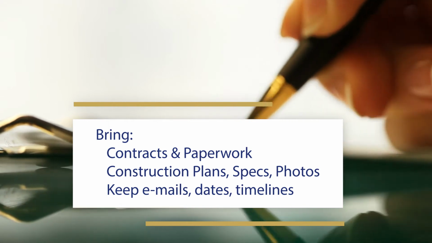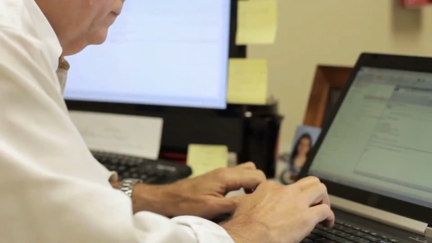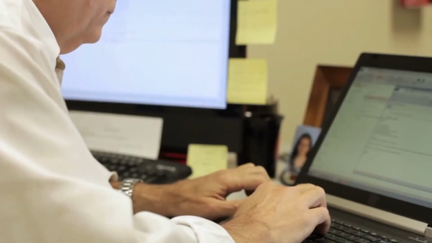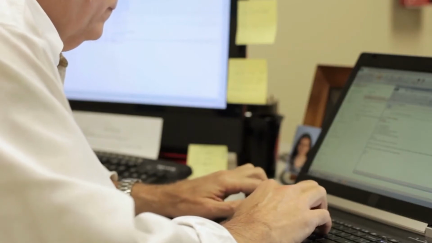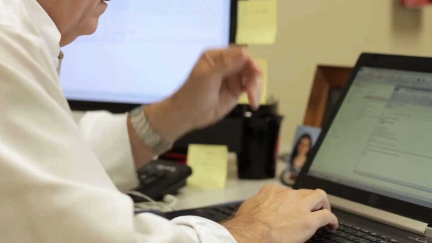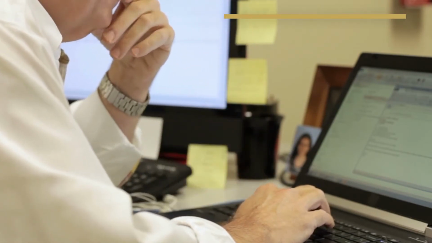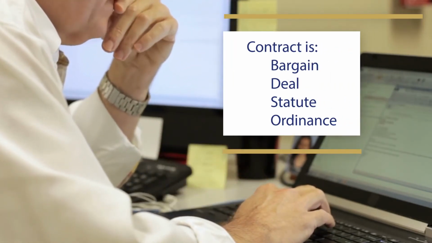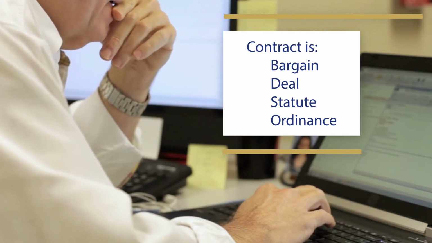Because a lot of these disputes people do not realize as they've unfolded over a time period, that if you put a timeline together, it's much easier to track what the dispute is and be able to evaluate it. But the contract's the most important thing, in all of its attachments, because the contract is the bargain, the deal, the private statute or ordinance, if you will, between the parties, and that's critical.